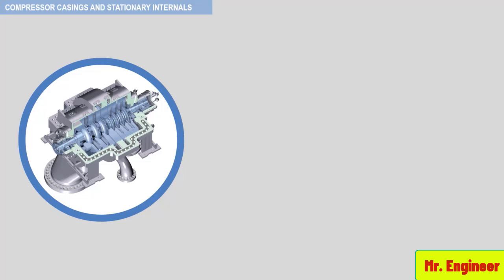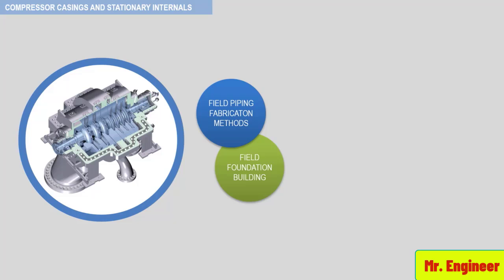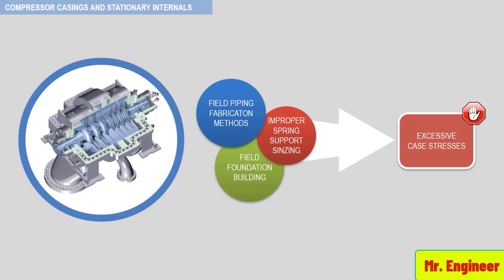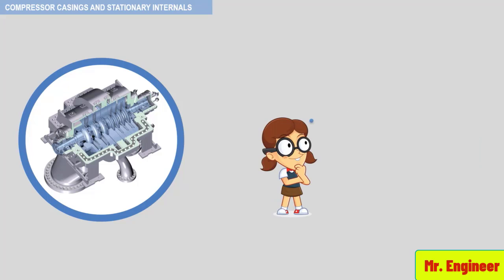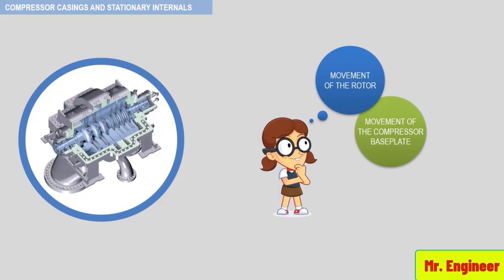The piping systems are then designed to comply with these limits. However, elements such as field piping fabrication methods, field foundation building, and improper spring support sizing can result in excessive case stresses even though the systems were properly designed. Therefore, field checks of proper piping connections and foundation fabrication are required. The basic philosophy of these checks is to make sure that the casing is not deflected. This is done by checking the movement of the rotor relative to a fixed external point and the movement of the compressor base plate relative to a fixed external point.